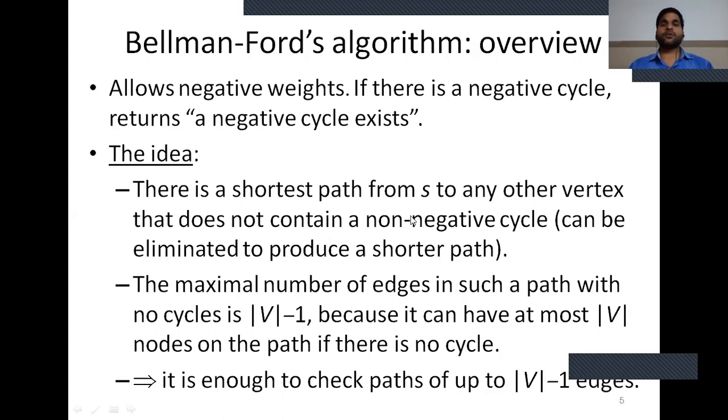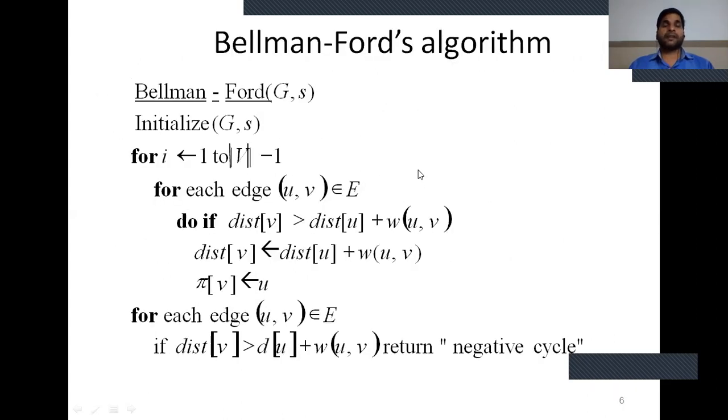So according to the single source Bellman-Ford algorithm, the pseudocode is Bellman-Ford(G, s), where G means graph and s means source. Initialize the value of the source in the graph. For each edge (u, v) element of E, if distance of v is greater than distance of u plus w(u, v), apply the relaxation property.